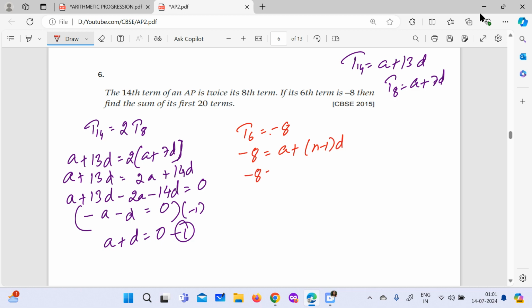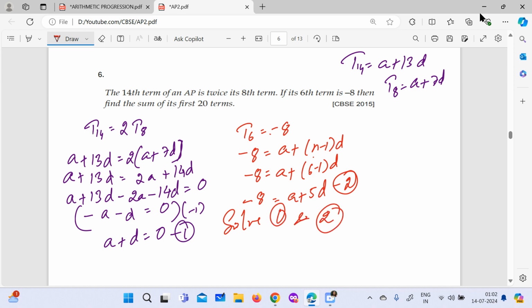So it will be minus 8 equals A plus 6 minus 1, which will give you 5. So you have the equation as minus 8 equals A plus 5D. So we got one more equation. Now this is doable to find the value of A and D. So you can solve 1 and 2. We will write this as A plus 5D equals minus 8, and A plus D equals 0.